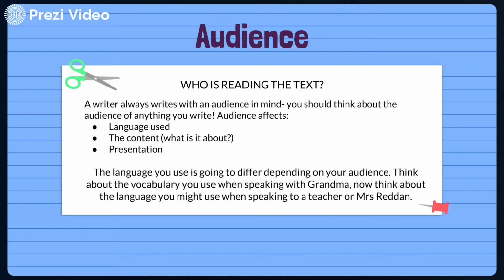The language you use is going to differ depending on your audience. Think about the vocabulary or language you use when speaking to grandma. Now think about the language you might use when speaking to a teacher or Mrs. Redden. How does this change? How does your tone of voice change?